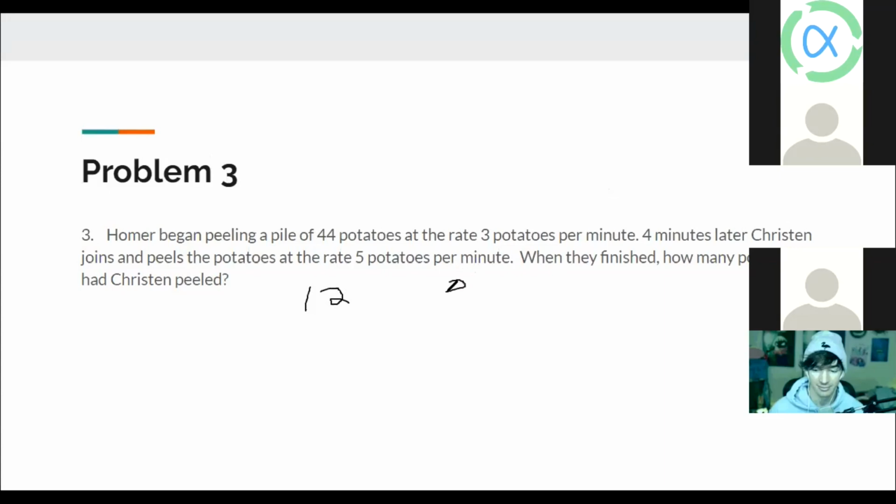So now there's 32 potatoes left, and both Homer and Christian are working together. And every minute, Homer's peeling 3 and Christian's peeling 5. So essentially, every minute together they're peeling 8. So it's going to take them 4 minutes to complete it, since they're peeling 8 every minute. And so they're working together for 4 minutes and they're done. So that means Christian's going to peel 5 times 4 potatoes, which will just be 20. So when they're finished, Christian has peeled 20 potatoes.